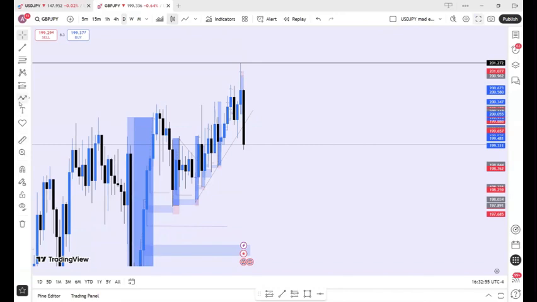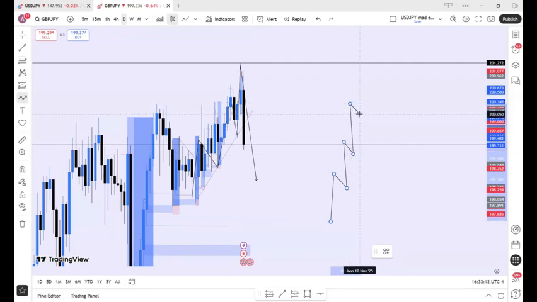Now, how do you know it's a trend line liquidity? See, higher high, higher low, higher high, higher low, higher high, higher low. In a scenario whereby price is making a series of higher highs and higher lows, there are liquidities under them. These are liquidities.